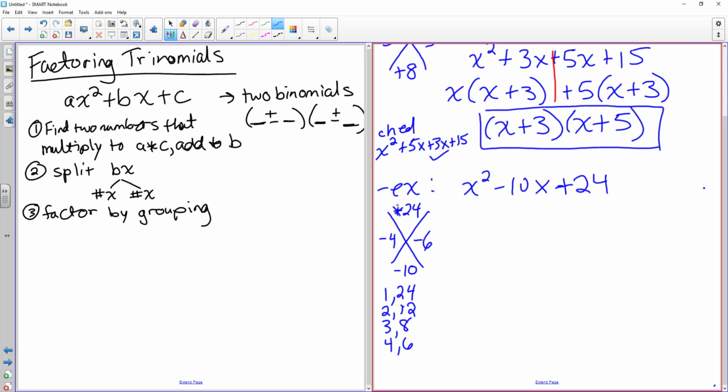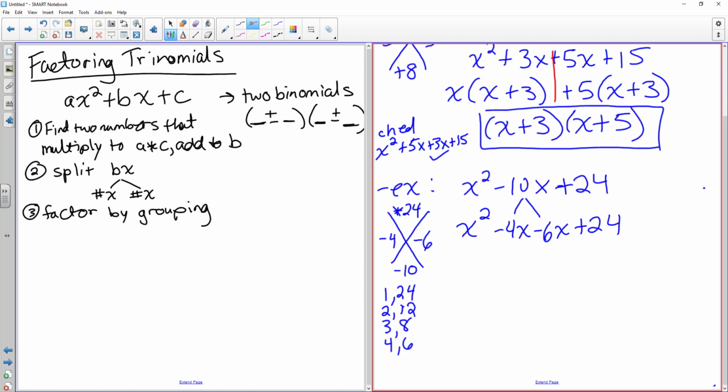Notice the part that's multiplied: if it's positive, they're either both positive or both negative. But if adding up to b is negative, that means they're both going to be negative. So I'm going to split this up into a -4x and a -6x, because that's the same as -10x. I'm just splitting it up. If I go back up a step and put those two together, I'm back to my -10x.